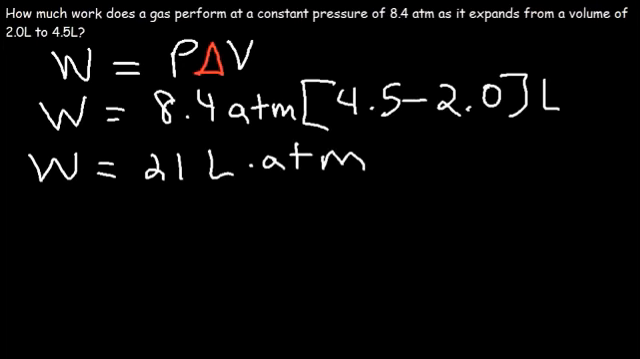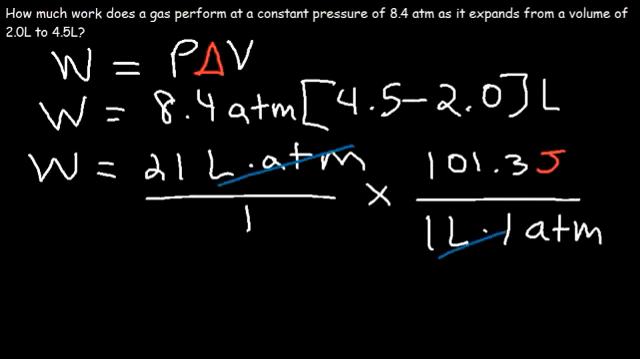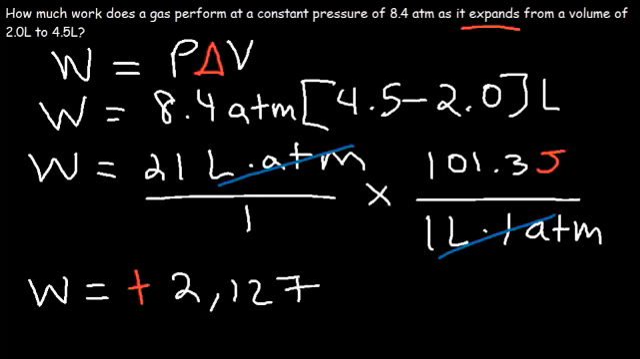Now typically you want your answer to be in joules, so let's convert it. As we mentioned before, there's 101.3 joules per 1 liter times 1 atm. Notice that because the gas expanded, the work done by the gas is positive. The final answer is 2,127 joules.